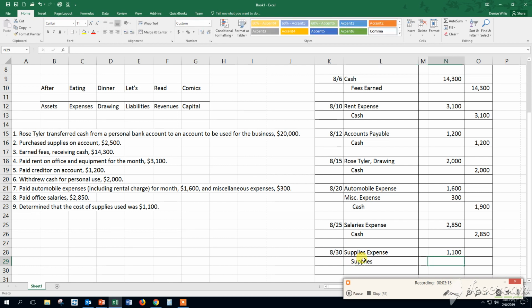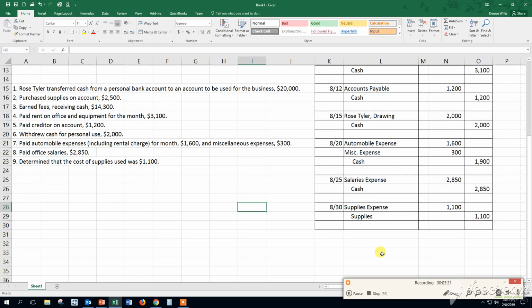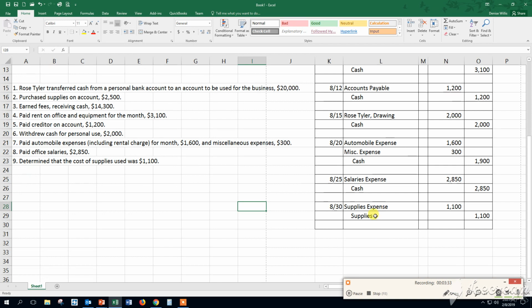It has gone from being an asset, a resource available to us. That asset has now gone down, so when we first got it, we increased it with the debit, but now that it's going down, we have to credit the asset supplies and debit the supplies expense.